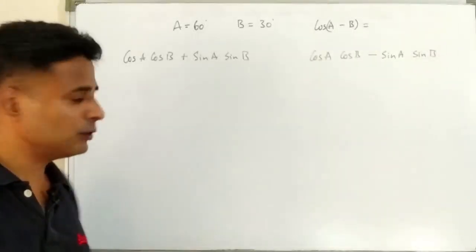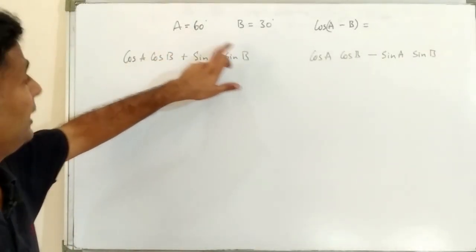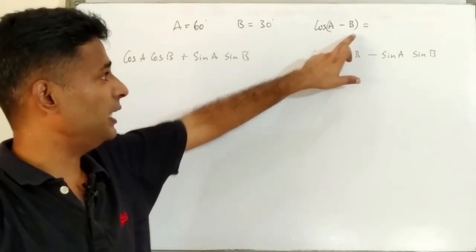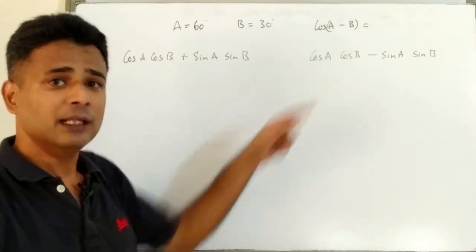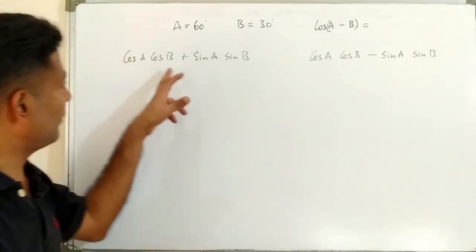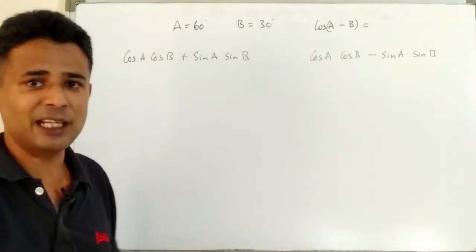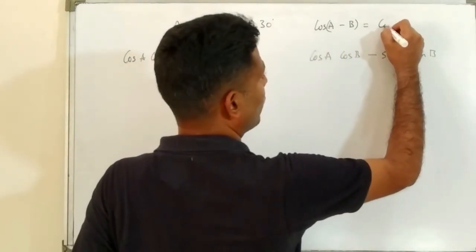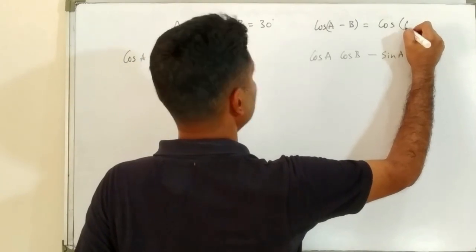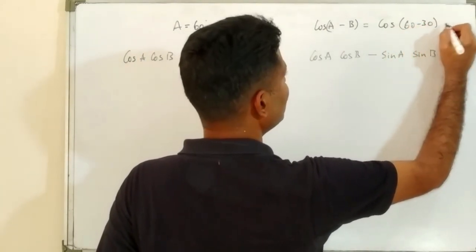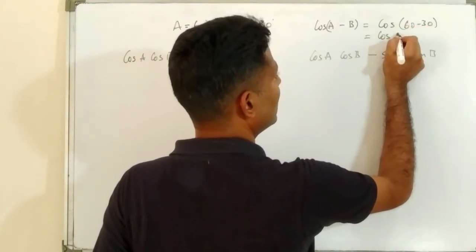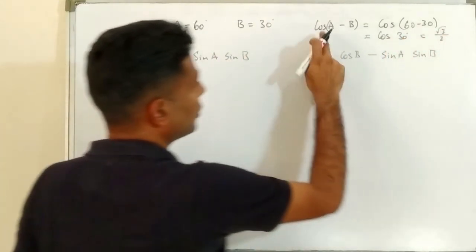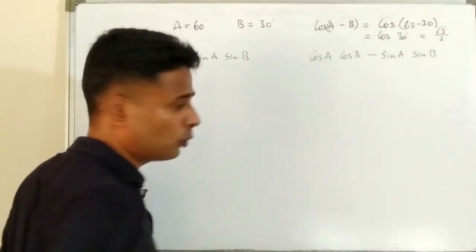Alright guys, now the next question. They have told us A is 60 degrees, B is 30 degrees, and they have asked us to check cos(A minus B): will it be this or will it be this? So all we have to do is substitute the values of A and B in both equations and check which will give us cos(A minus B). Now cos(A minus B) will be equal to cos of 60 minus 30, which is equal to cos 30, which is equal to root 3 by 2. So cos(A minus B) we get equal to root 3 by 2.